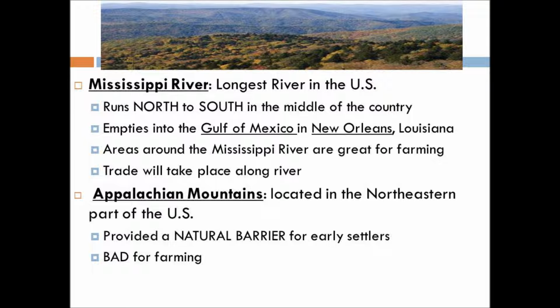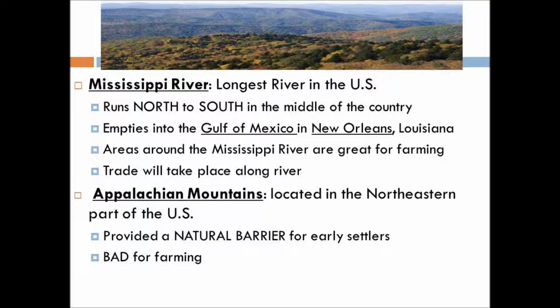The Mississippi River, also incredibly important to the development of the United States, is the longest river in the United States. It runs north-south in the middle of the country. It empties into the Gulf of Mexico at New Orleans, Louisiana. The areas around the Mississippi River are great for farming, and trade will take place along the river. Whenever we talk about a river, especially the Mississippi River, think of the two T's: trade and transportation.